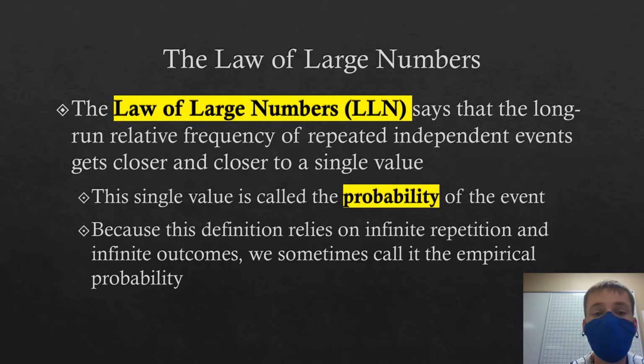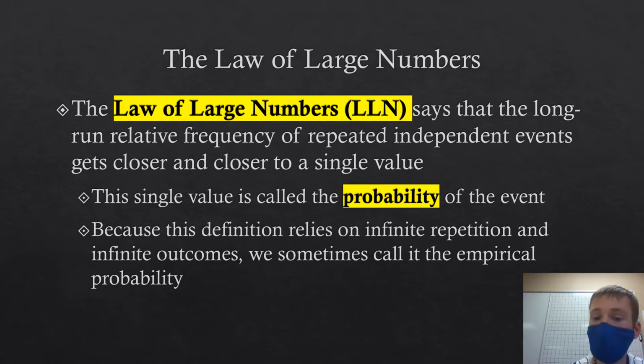So what the law of large numbers says is that in the long run, relative frequency of repeated independent events get closer and closer to a single value. Okay, and I'll give you an example of that here in a moment. But basically, over time, if you do a trial infinitely many times, it will get closer and closer to a single value. So if you've taken calculus or pre-calculus, you can kind of think of it as a limit. Okay. So the single value is called the probability of the event. So that value that it's approaching, that's what we refer to as a probability.